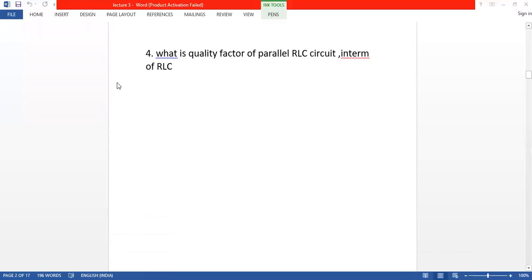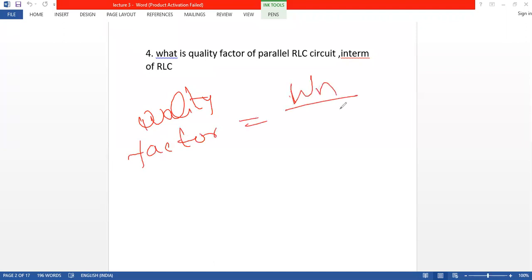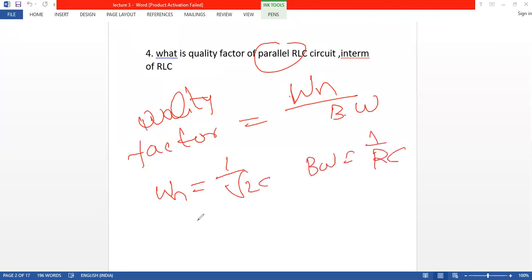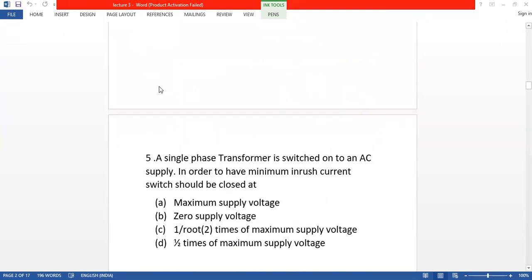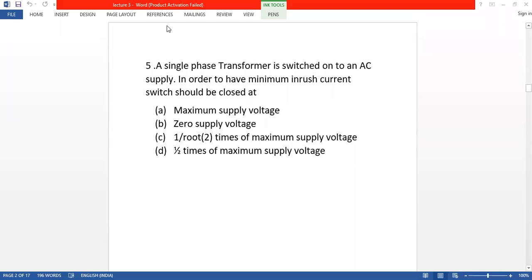What is the quality factor for a parallel RLC circuit? He is asking the quality factor. You know the quality factor formula. Quality factor equals resonance frequency omega n by bandwidth. Just I have told you for parallel, in question number 1 itself, omega n is 1 by root LC and bandwidth is 1 by RC. So what is the quality factor? 1 by root LC, and this goes up with RC, so R root C by L. This is derived from question number 1 itself. Now move ahead.